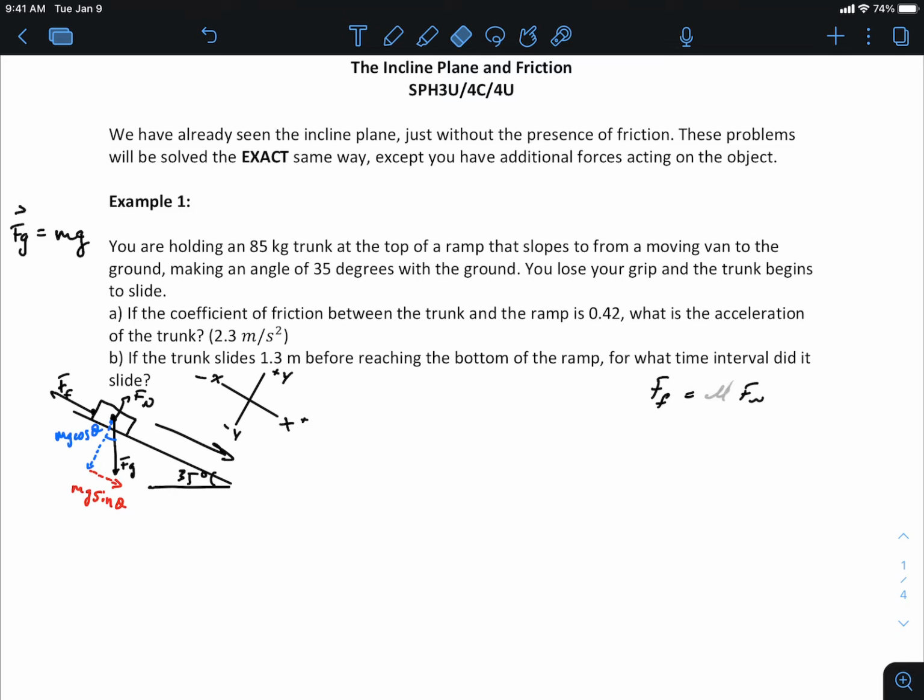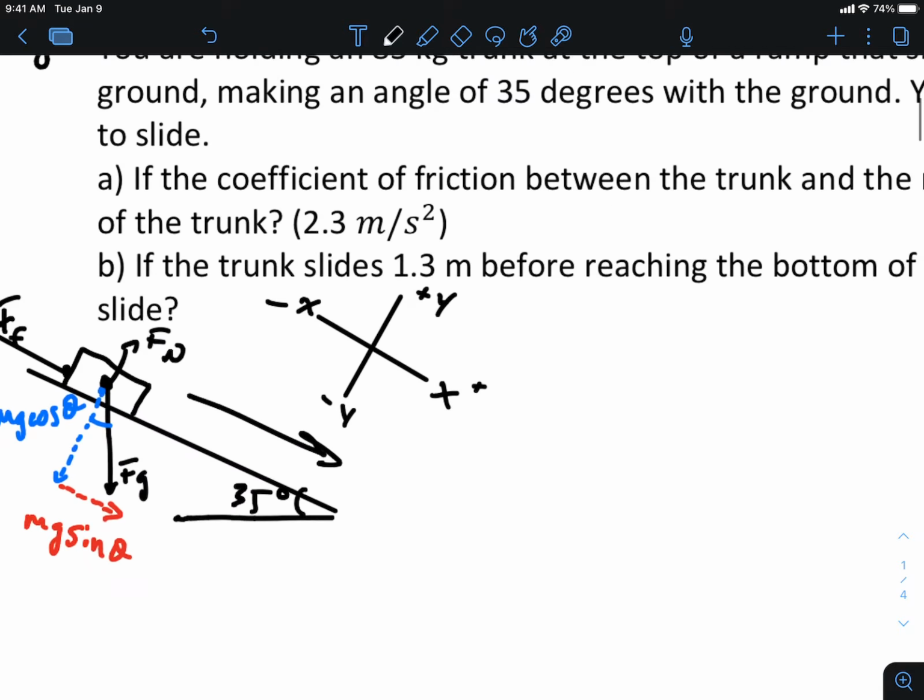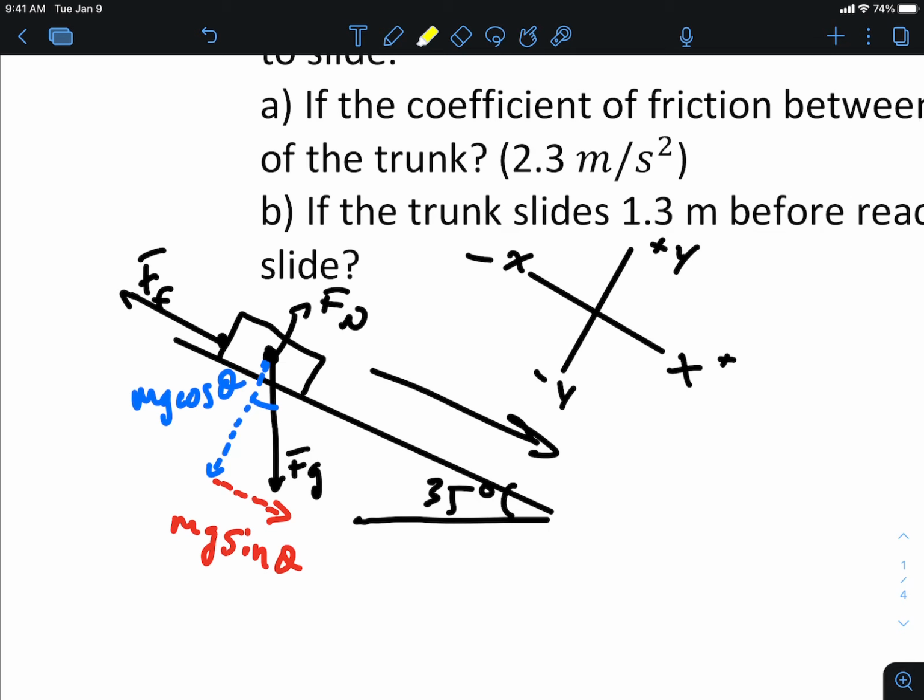So that's what this is. Fn, you guys know Fn has to equal, let's take a look here. I'm going to zoom in. Fn has to be equal and opposite to this blue component. They're opposites. So Fn must be equal to mg cos theta.